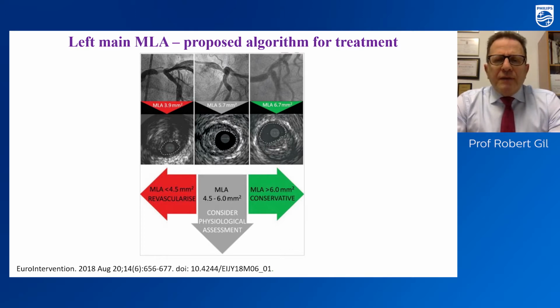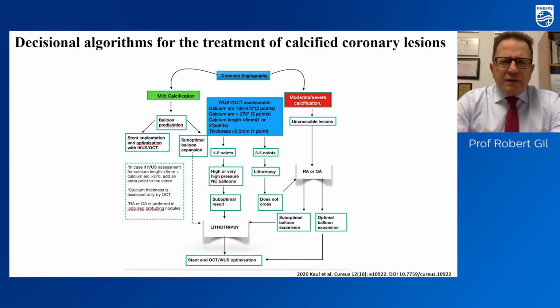So this 6 square millimeters is not a 100% sure cutoff criterion to treat or not to treat. We have to remember the so-called gray zone between 4.5 and 6 square millimeters. In these situations, especially when we don't have symptoms and no confirmation of ischemia, we need to check this lesion with functional techniques such as FFR or iFR.